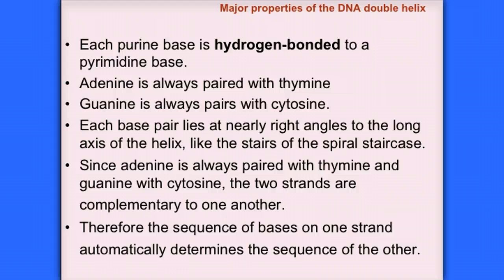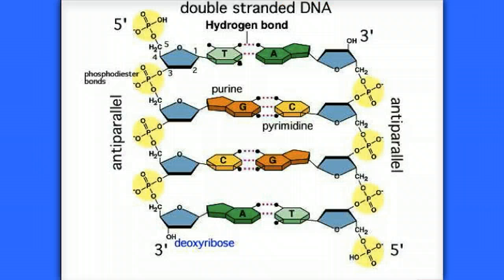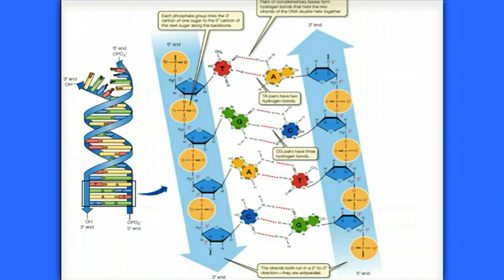The purine bases are always attached with pyrimidines by hydrogen bonds. Yes, we discussed all these issues a while ago. The same here. The hydrogen bonds hold the bases. The details.